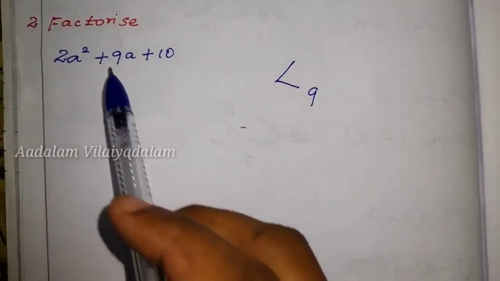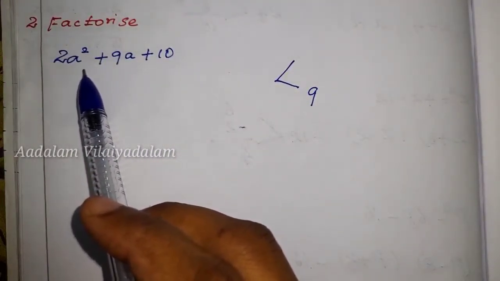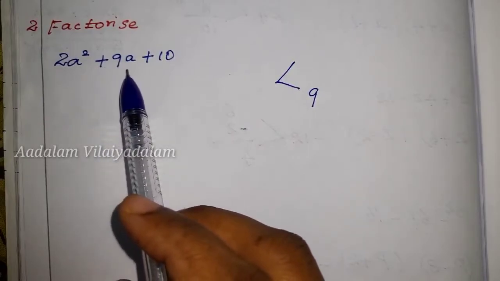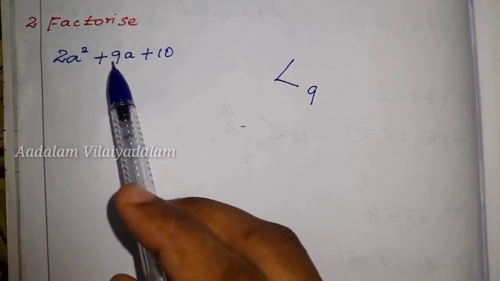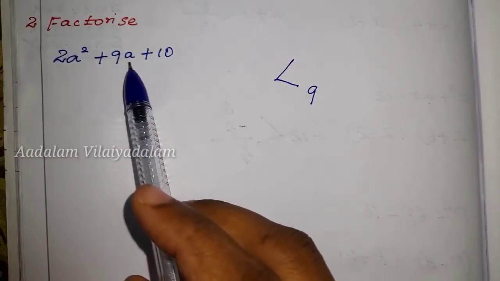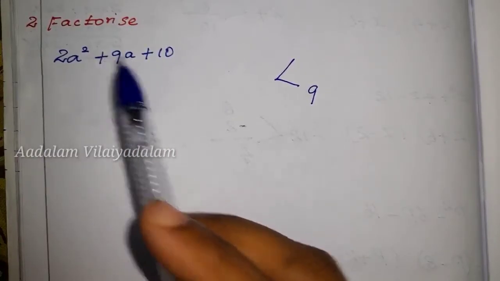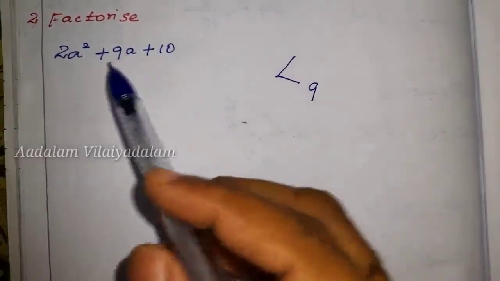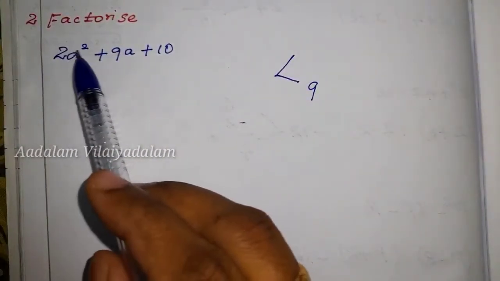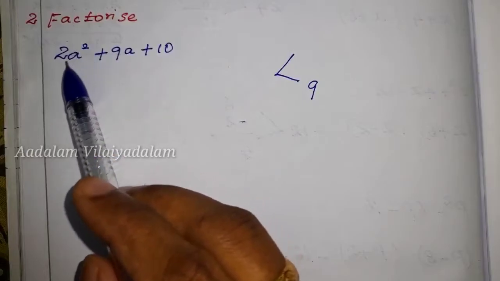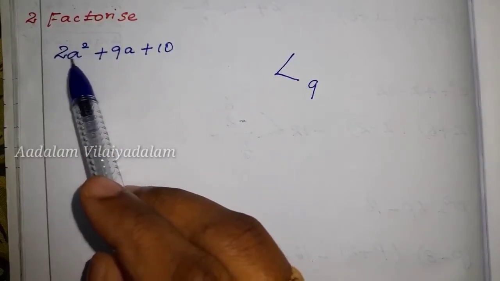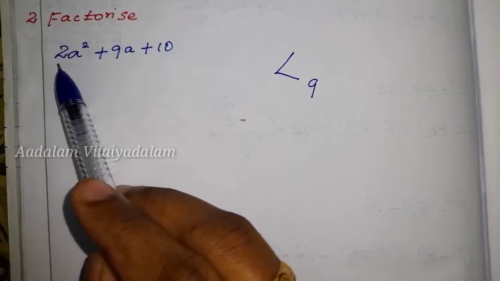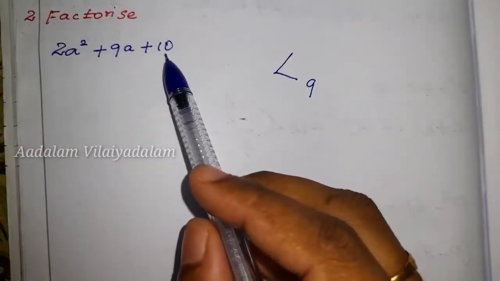Second question, factorize 2a square plus 9a plus 10. So first we identify the sum of the factors, that is the coefficient of a, 9. See the question here. In the previous questions, the coefficient of a square is 1 only, so no term is there. But here the coefficient of a square is 2. The constant term is 10.